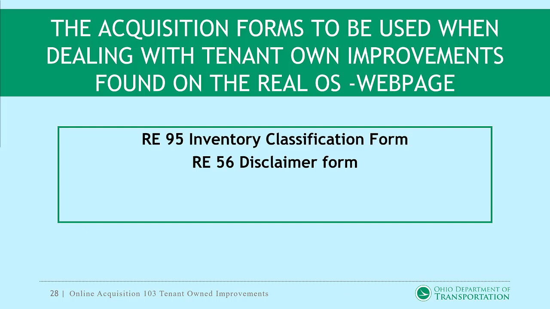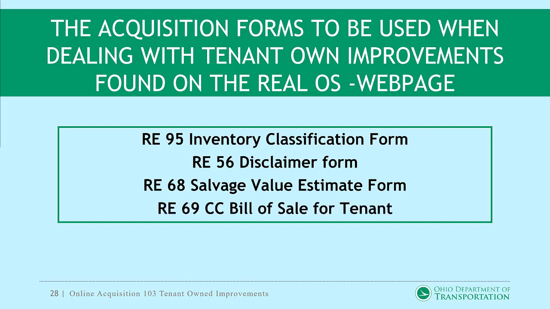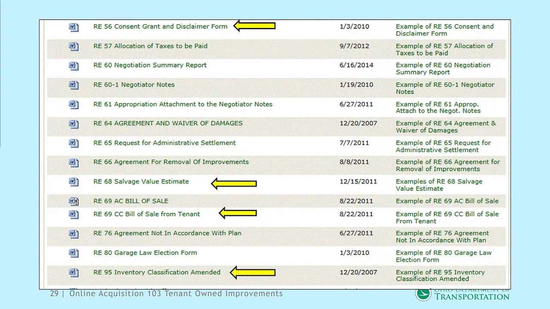We also have the RE56, the disclaimer form, the RE68, the salvage value estimate form, and the RE69, the bill of sale for tenant. These forms, as you see, are located on our website that we've identified.